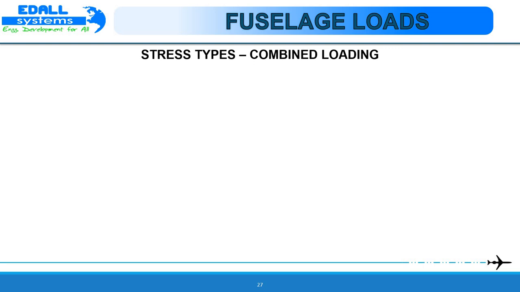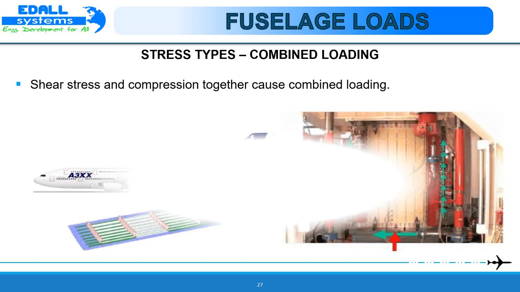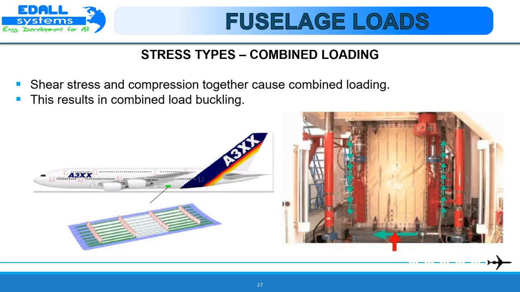Another stress type is combined loading. Shear stress and compression together cause combined loading. This results in combined load buckling. This panel taken from the fuselage is kept under testing for the combined loading, where the green mark shows the shear on the component and the red shows the compression, due to which wrinkles are formed on the fuselage part, which proves that combined loading also causes damage to the aircraft fuselage.